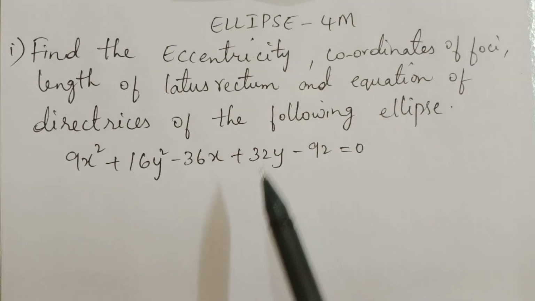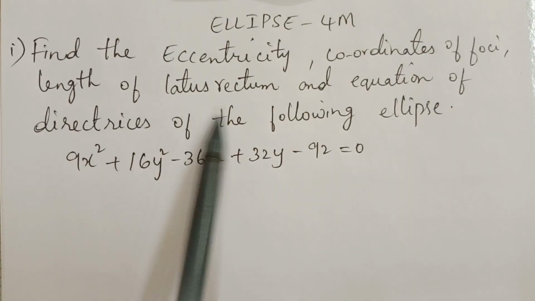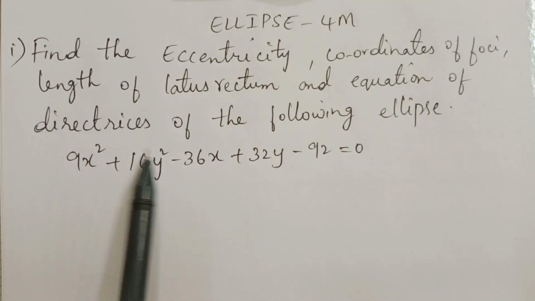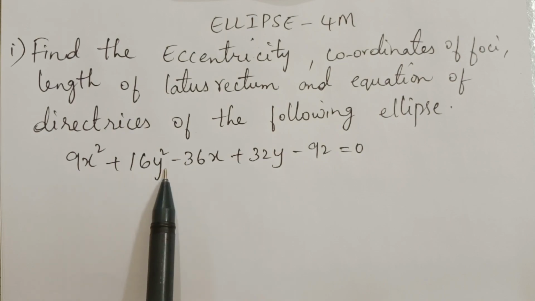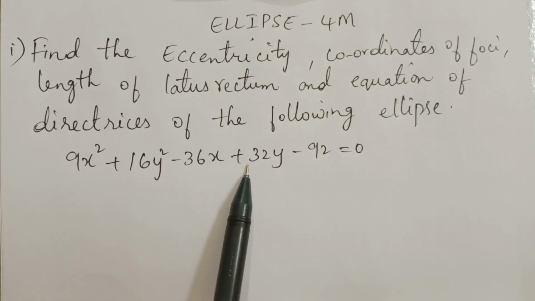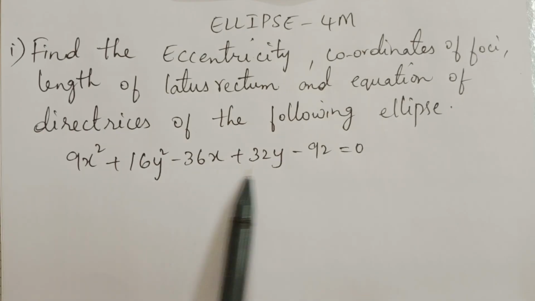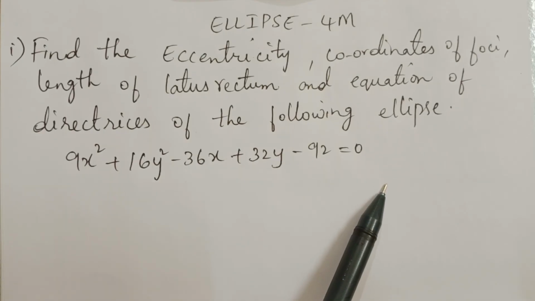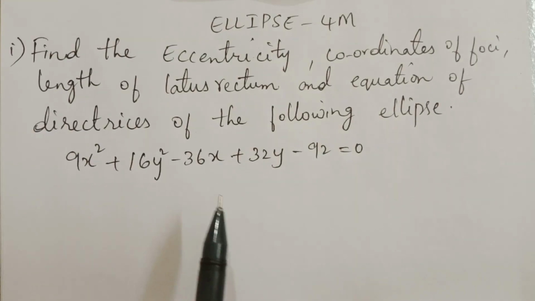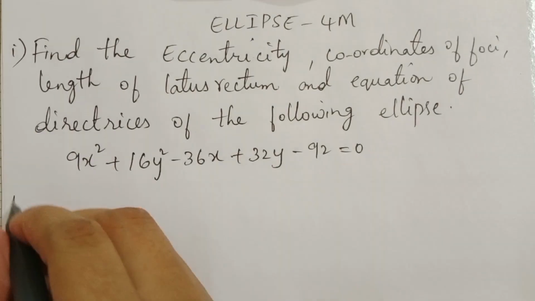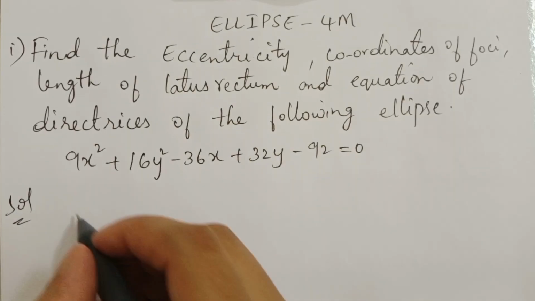Our first question is: find the eccentricity, coordinates of foci, length of latus rectum, and equation of directrix of the following ellipse: 9x square plus 16y square minus 36x plus 32y minus 92 equals 0. So this is the equation of an ellipse. It is not in the standard form, right? So we have to convert this equation into the standard form of an ellipse. First we'll do that, then we'll find everything by using all the formulas which we have studied.